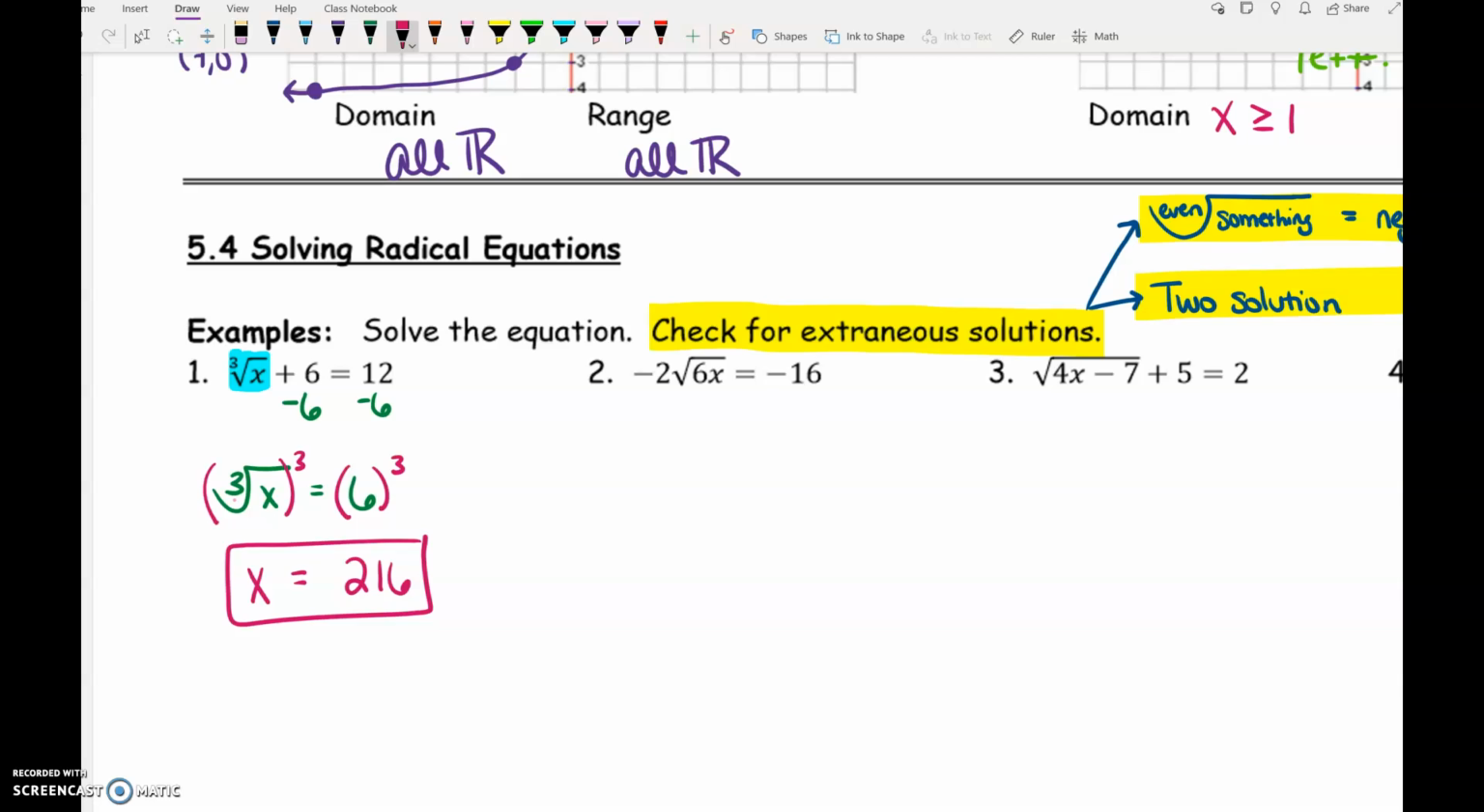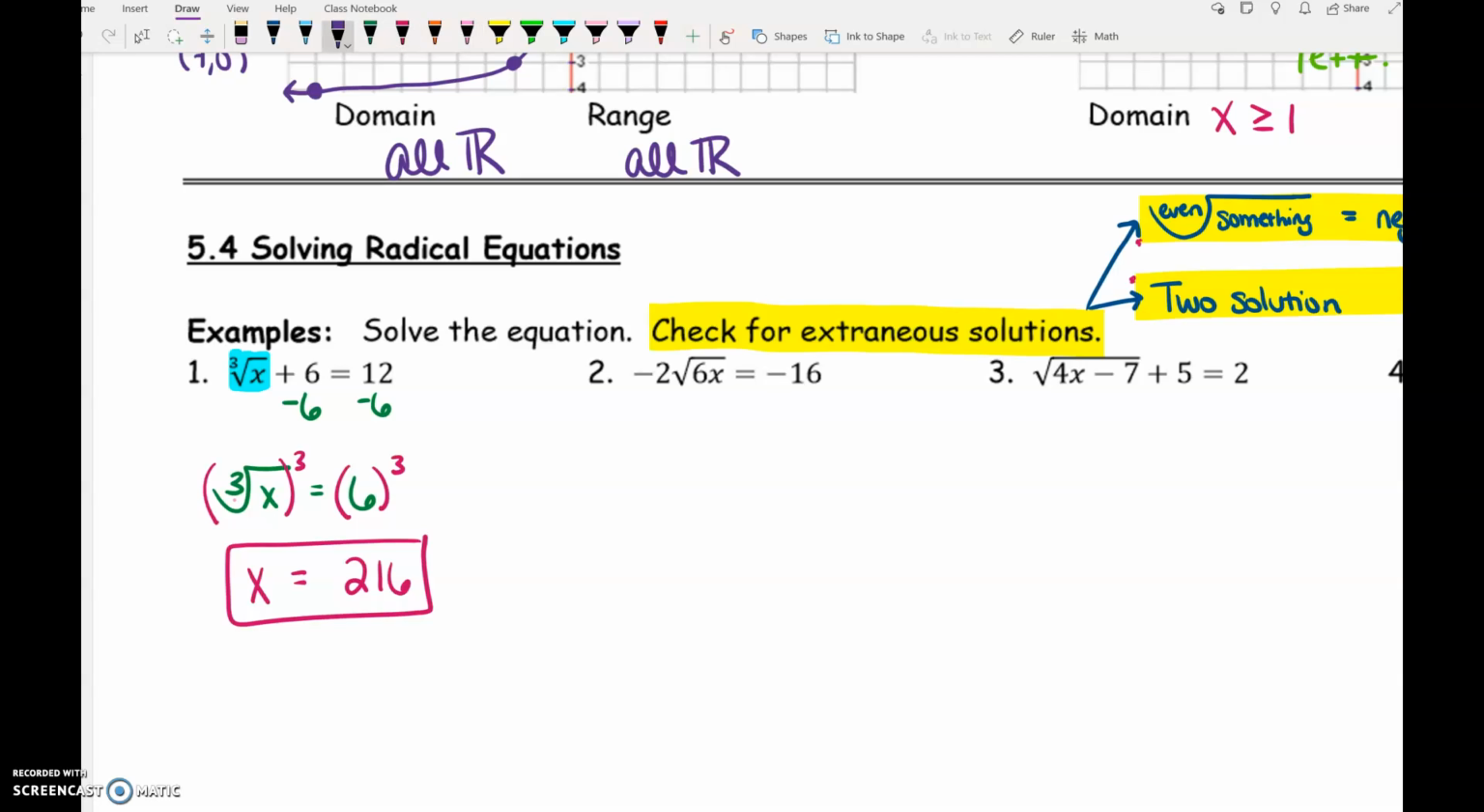Now, is it a bad idea to just go ahead and check every solution? No, I mean, you definitely would be okay checking every single solution, but neither of these two scenarios up here existed in this problem, so there's no reason to suspect 216.